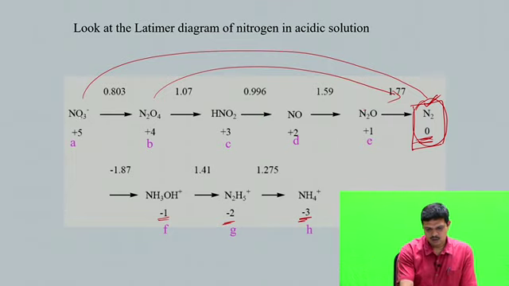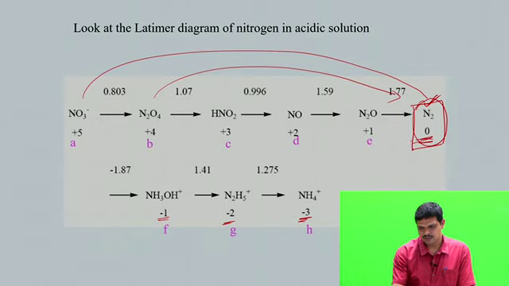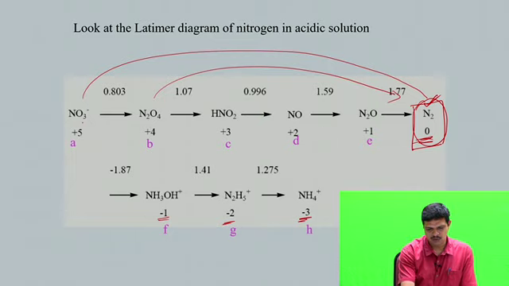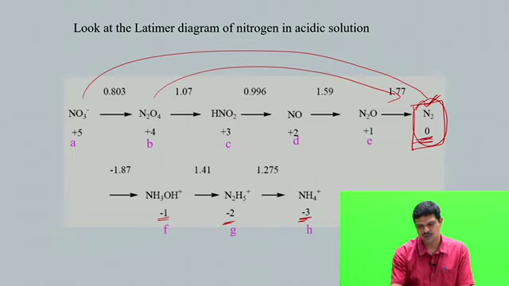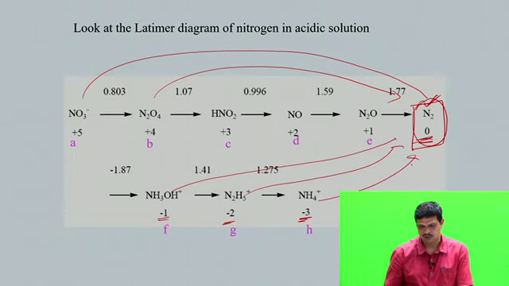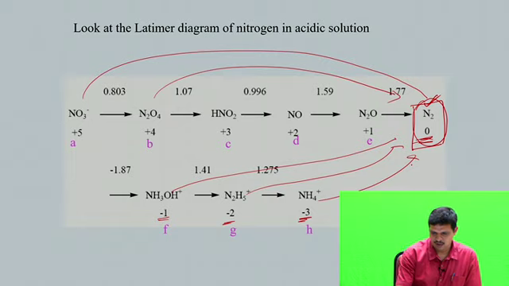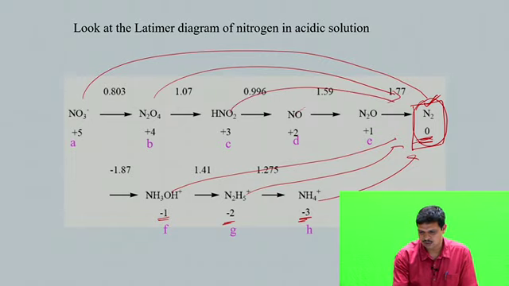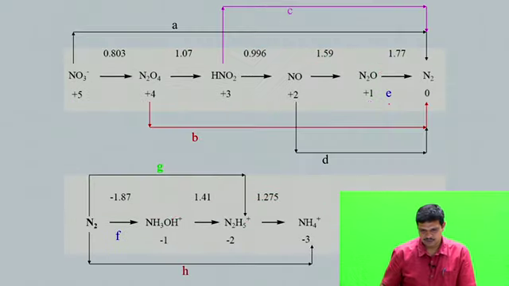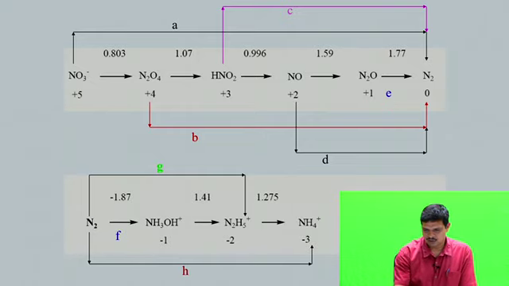So you calculate the E0 for the couples NO3 minus to N2, N2O4 to N2, HNO2 to N2, NO to N2, N2O to N2, then this one to this one, this one to this one, this one to this one. These you have to construct and calculate, like this one.